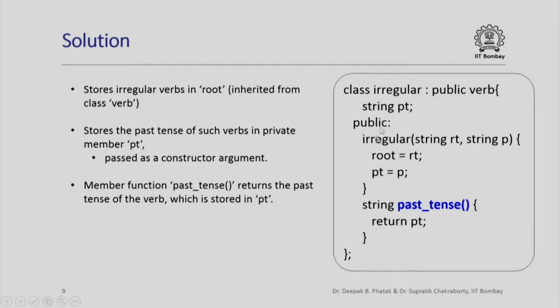Here is the constructor of the class irregular, which is going to take two strings as arguments. One is the verb, the other is the past tense of the verb. It is going to store the verb in the root, and it is going to store the past tense of the verb in this private data member pt. So when I instantiate an object of the class irregular, I will have to pass these two parameters, and these two parameters are going to be stored in these two data members, one of which is specific to the class irregular only. What does this method past tense do?